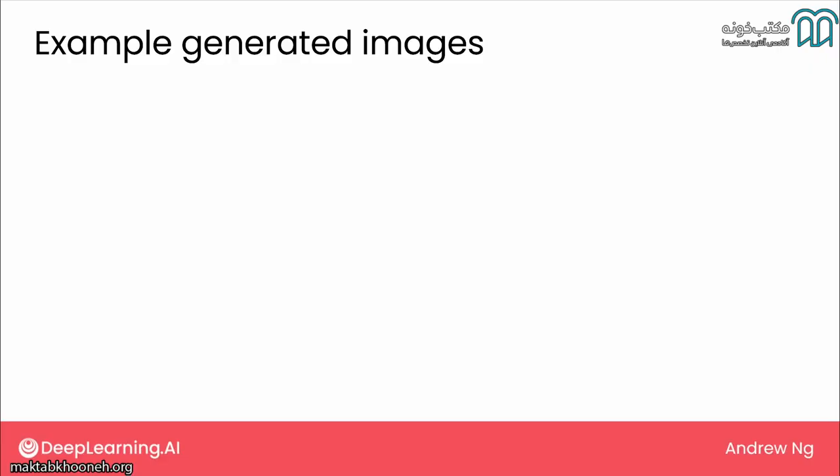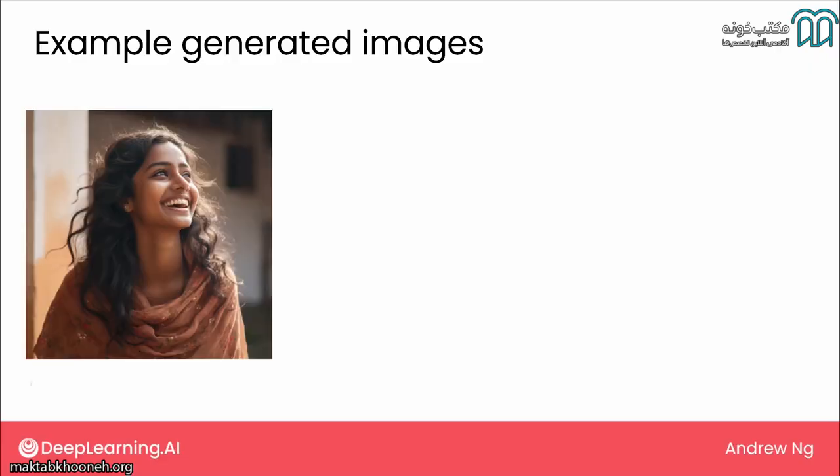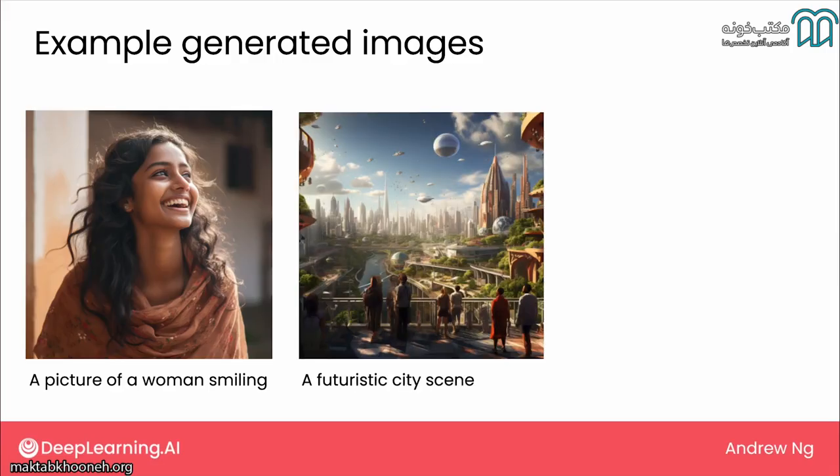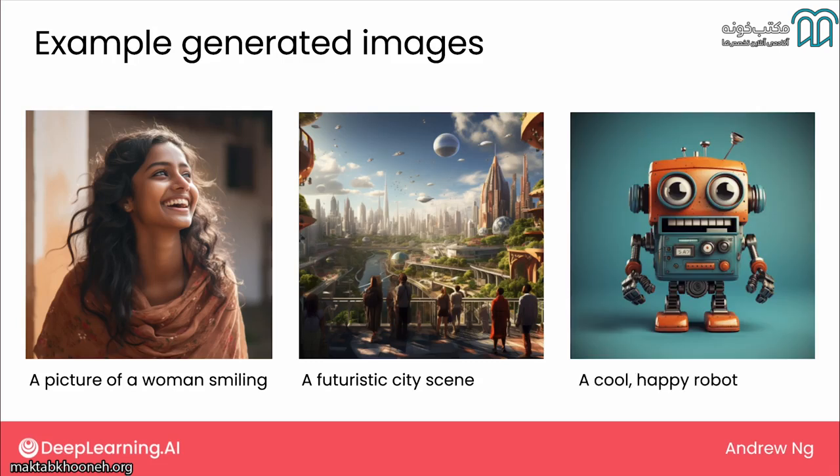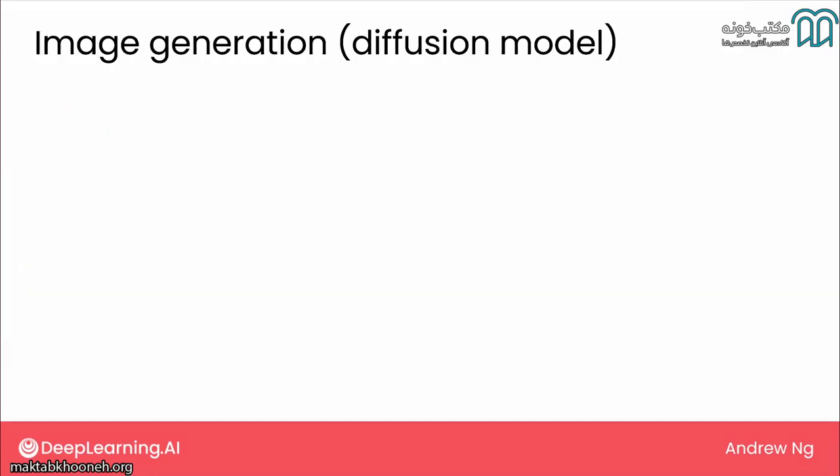What I'd like to do in this video is share with you how image generation works. Let's take a look. With just a prompt, you can use generative AI to generate a beautiful picture of a person that had never existed, or a picture of a futuristic scene, or a picture of a cool robot like this. How does this technology work? Image generation today is mostly done via a method called a diffusion model. Diffusion models have learned from huge numbers of images found on the internet or elsewhere, and it turns out that at the heart of a diffusion model is supervised learning.